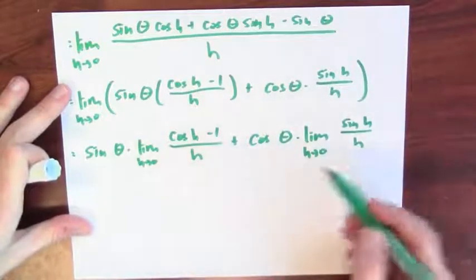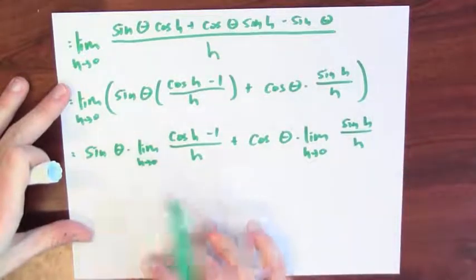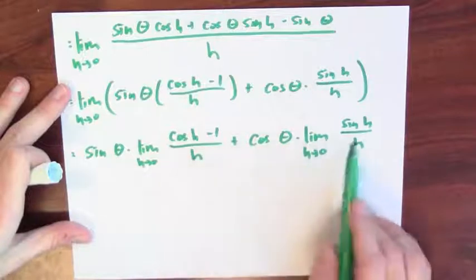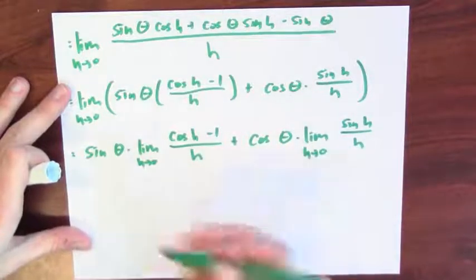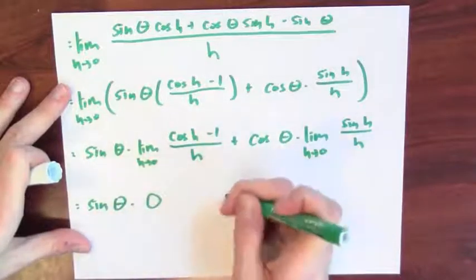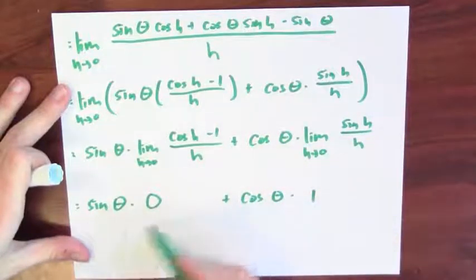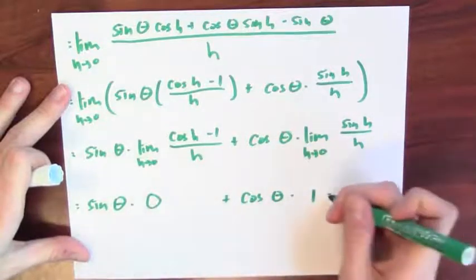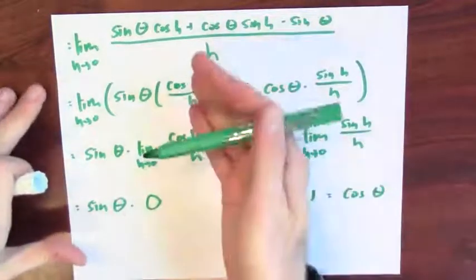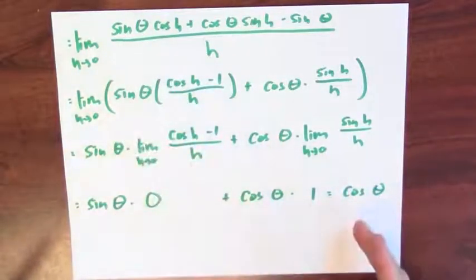Now, how do I calculate these limits? Well, we have to remember way back to when we were calculating limits a long time ago. We can calculate these limits by hand using, say, the squeeze theorem. And it happens that this first limit is equal to 0 and this second limit is equal to 1. So I'm left with 0 plus cosine theta. So this is a limit argument, back from the definition of derivative, that the derivative of sine is cosine.